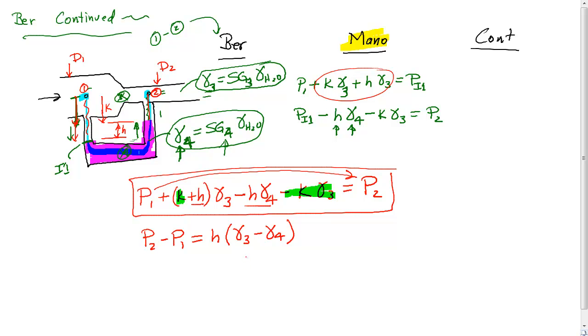Now, I do know that gamma 4 has to be heavier than gamma 3, otherwise it wouldn't sink to the bottom here. It would try to float to the top like oil floating on water and be washed downstream. So if that's the case, I know that this number is a negative. So I might be more apt to do something like this.